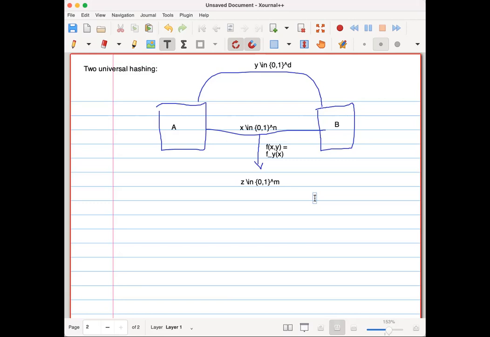For this two universal hashing based extractor, we first need to assume a mathematical result that there is a family of functions with a certain property, which are called two universal hash functions. So this family of functions is indexed by a short bit string y. How many functions are there in this family? There are 2 to the d functions in the family, and each function can be indexed by a bit string y of length d.